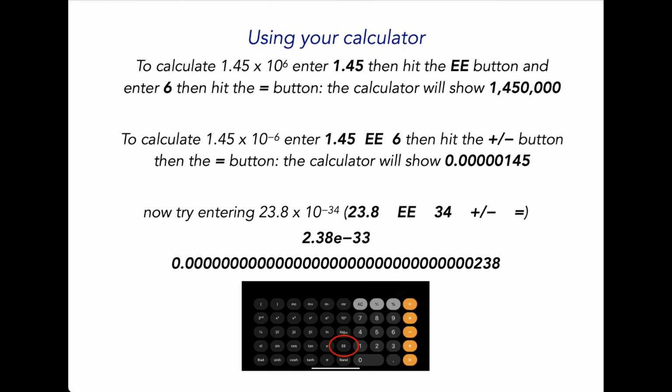So you can see how the calculator shows you a number in scientific notation using e as the exponent, but why didn't it give us the answer as a normal number? Well, simply because your calculator is not big enough to put all those zeros in and 238, which would be the answer as a normal number.